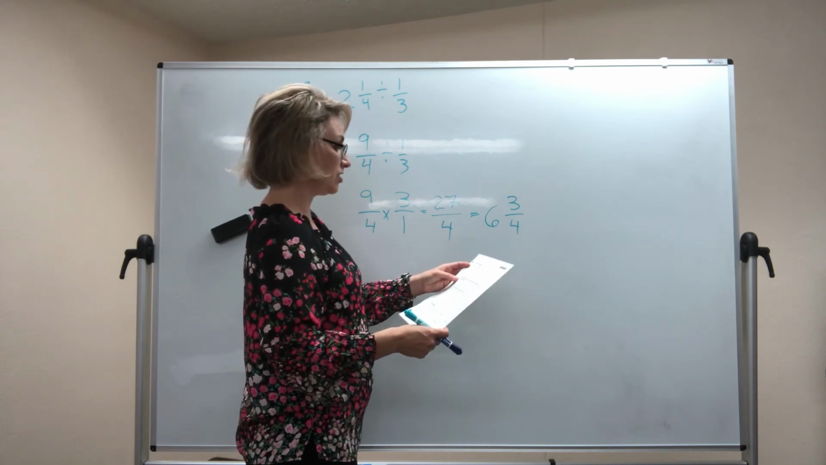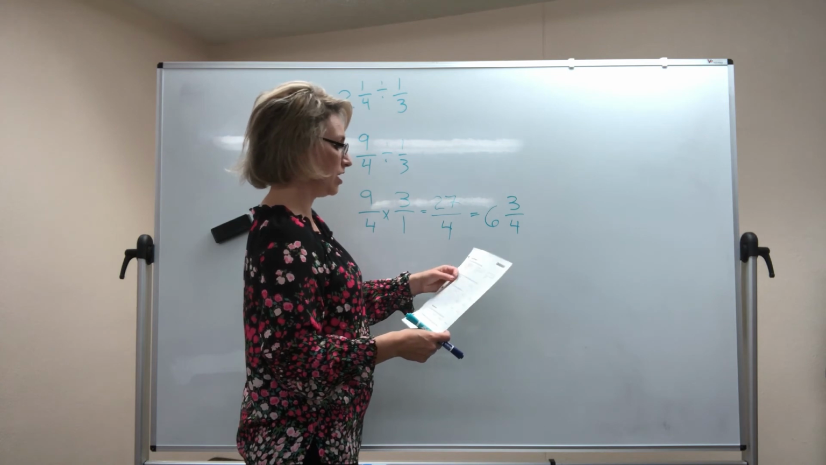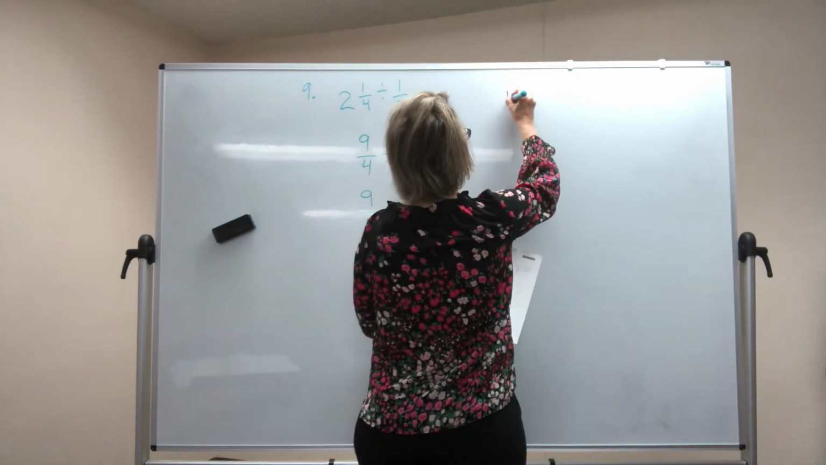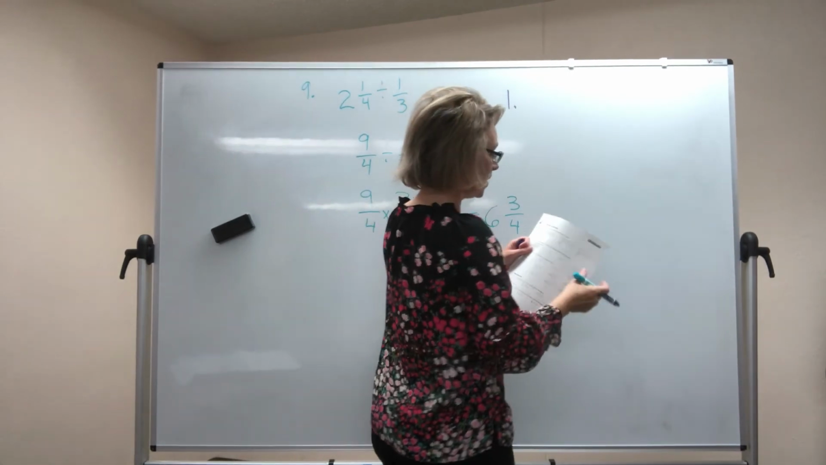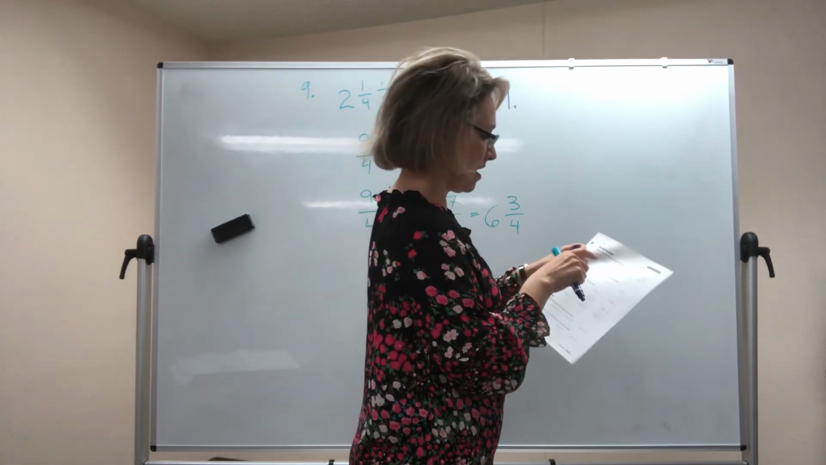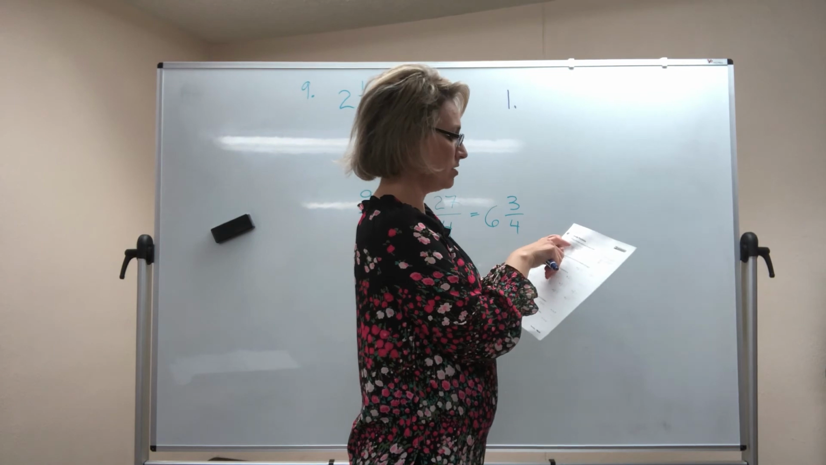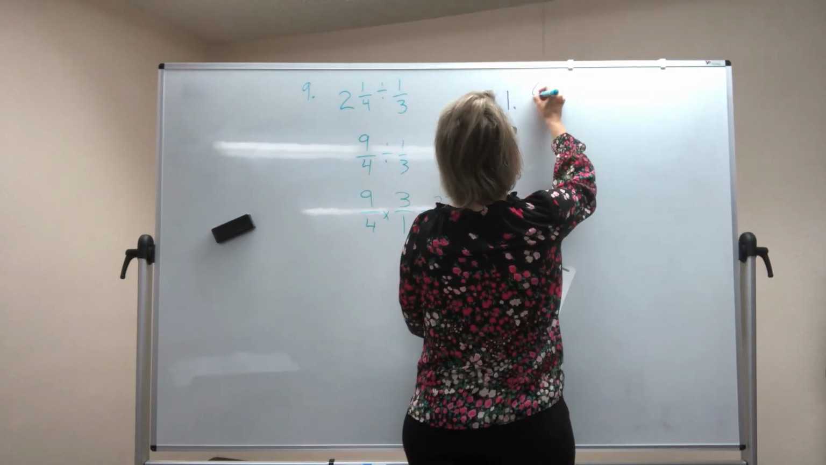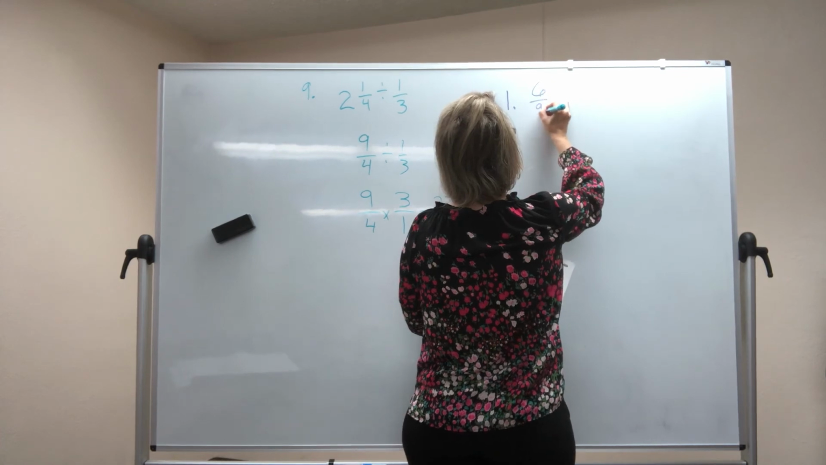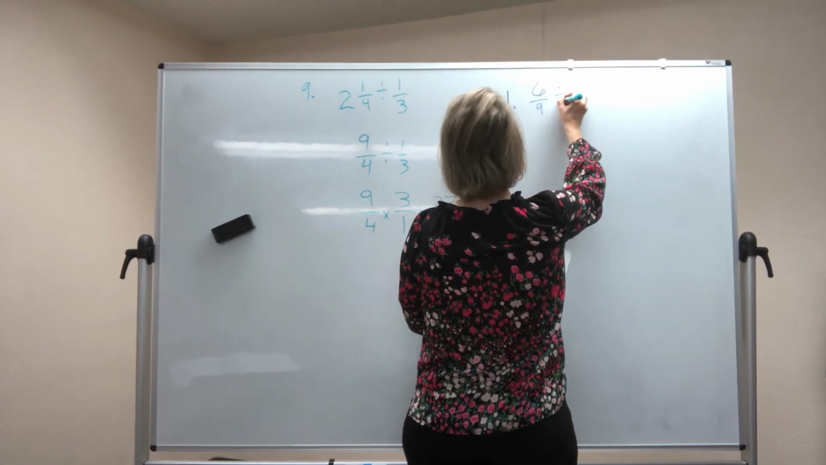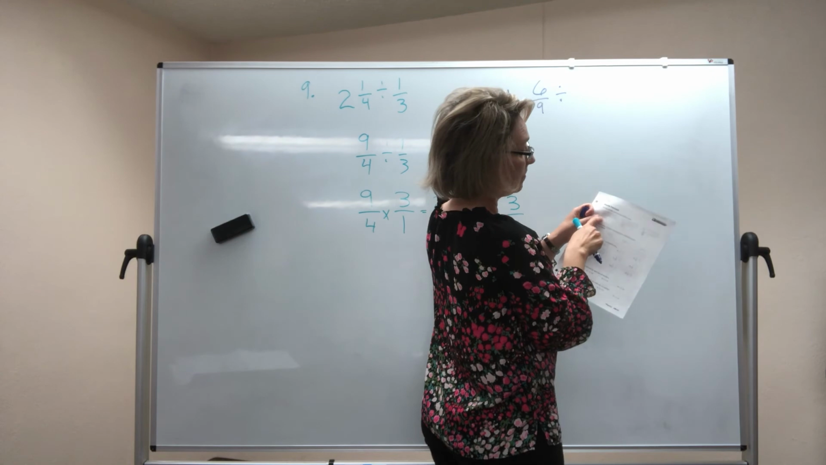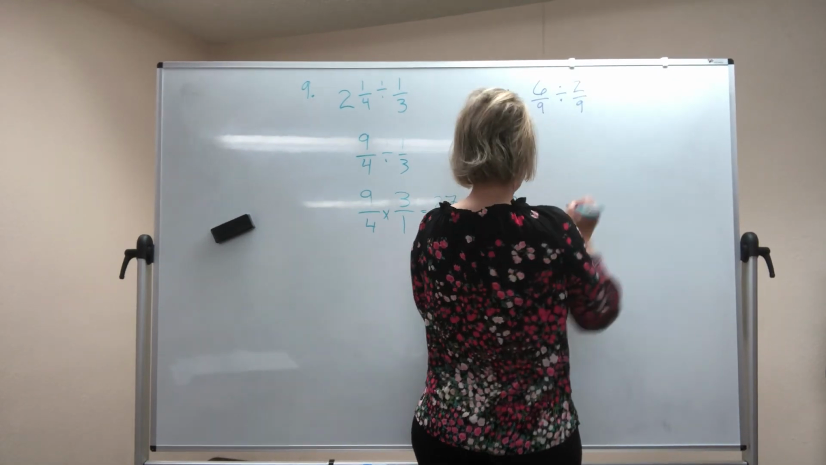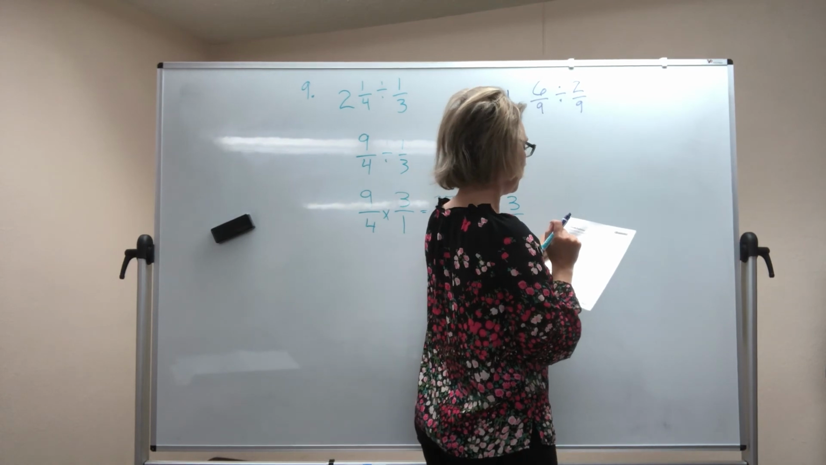On the practice page, it says write a division sentence for each model, okay? So number 1 on here, it's going to be how many ninths there are. 1, 2, 3, 4, 5, 6. 6 ninths. And what they want us to do is divide it by the number of ninths on the bottom row, divided by 2 ninths. That's all you need to write for number 1, okay?